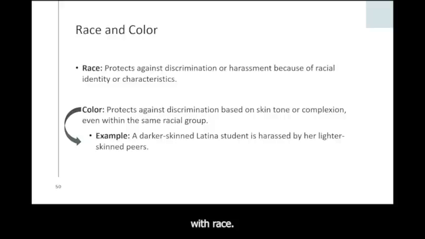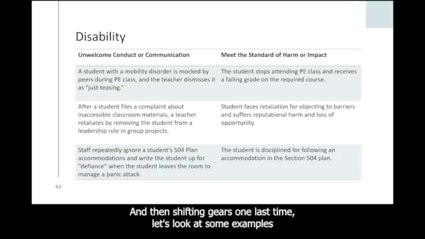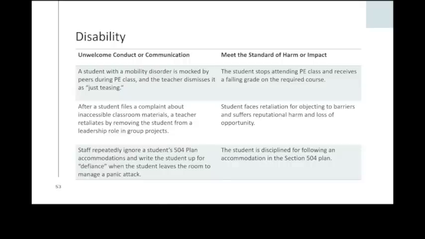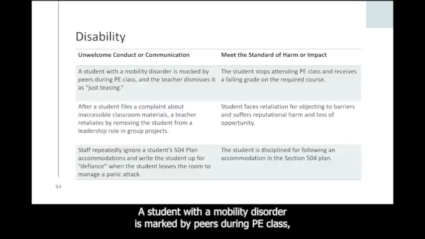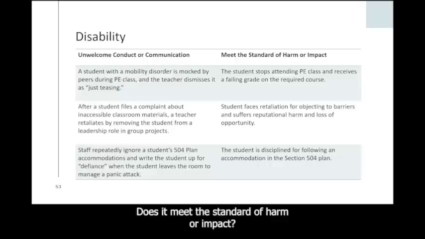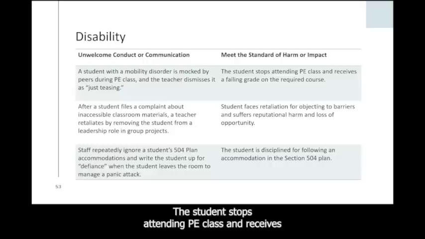And then shifting gears one last time, let's look at some examples related to discrimination or harassment on the basis of disability. This is a huge category and it can manifest in so many different ways, but here are a few. Unwelcome conduct or communication: a student with a mobility disorder is mocked by peers during PE class and the teacher dismisses it as just teasing. Does it meet the standard of harm or impact? The student stops attending PE class and receives a failing grade on the required course. There we have the impact.